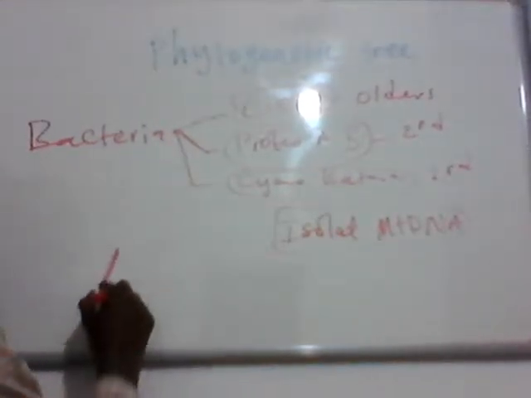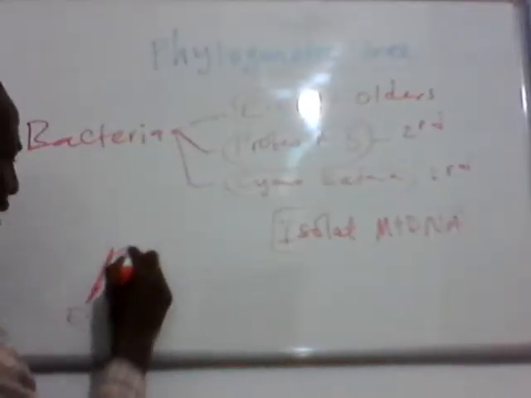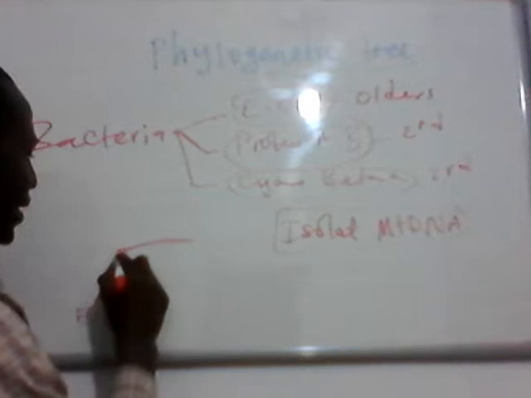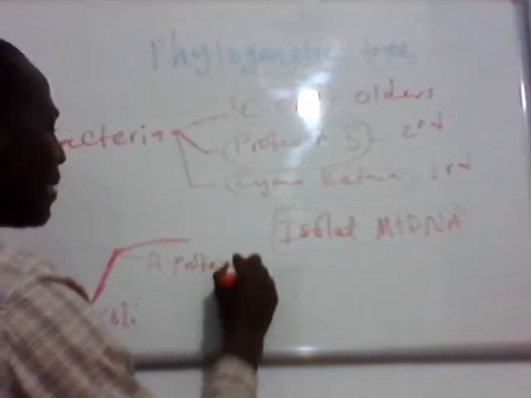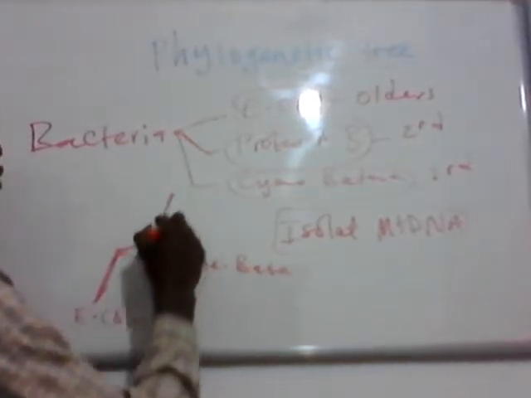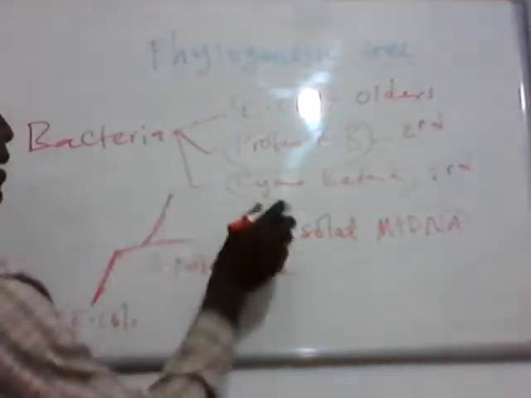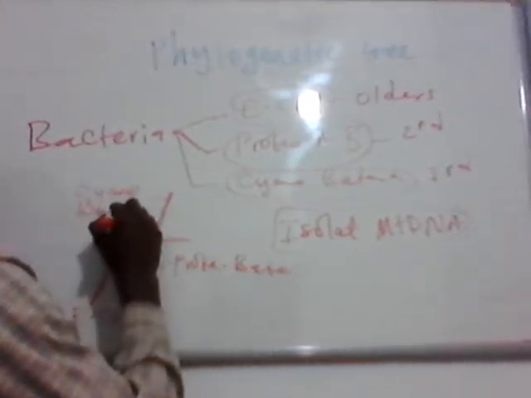So here we are going to have our E. coli. We're going to put our E. coli here so that it will be the ancestral father. And you know that alpha proteobacteria diverged from E. coli before the cyanobacteria. We're going to have a branch here, and we're going to denote this branch to represent alpha proteobacteria. And after that, we're going to make another branch here to represent the cyanobacteria.